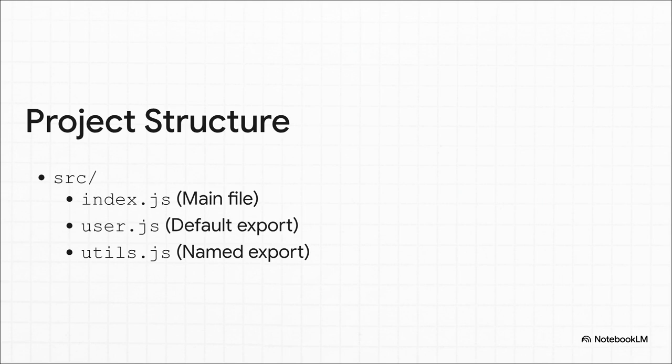All right, let's put this into practice with a tiny little project. Picture this file structure. You've got your main file, index.js, then you have user.js, and its whole purpose in life is to export a user class. And finally, you've got utils.js, which holds a handy greet function.